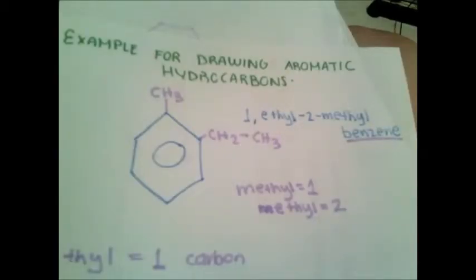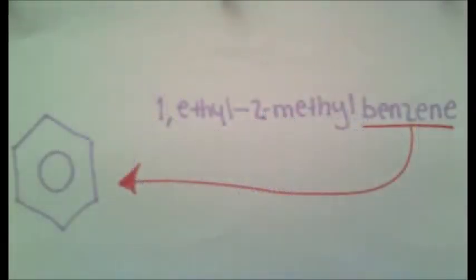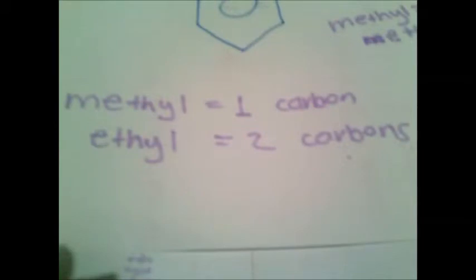Example for drawing aromatic hydrocarbons. First you have the formula, which is 1-ethyl-2-methylbenzene. You know already that the structure of benzene is a hexagon, so you just have that for sure. Then you see that there is ethyl and methyl, which correspondingly are 2 and 1 carbons, so you just add the 3 carbons in different branches of the benzene structure.